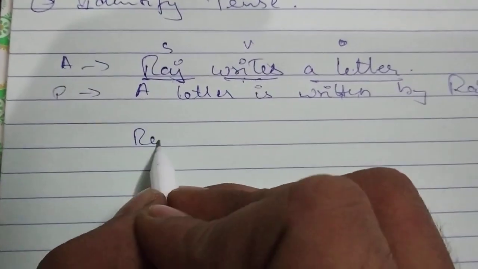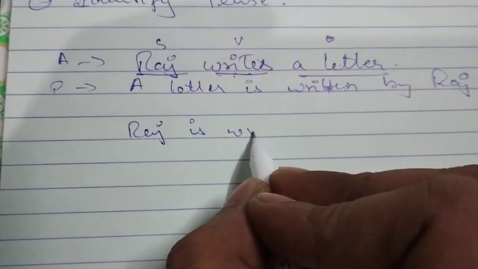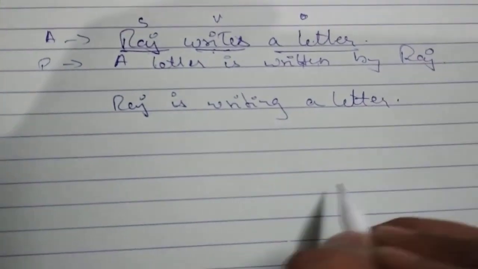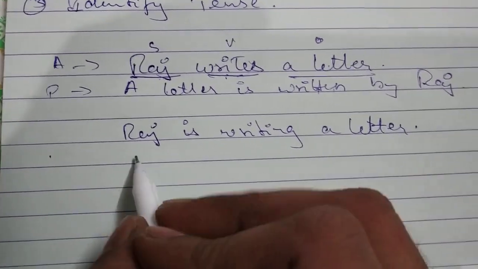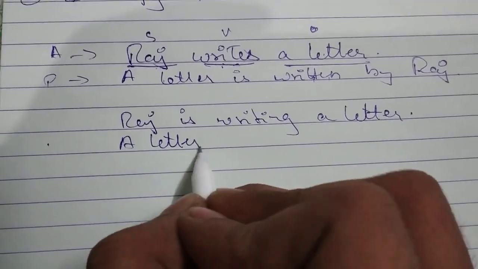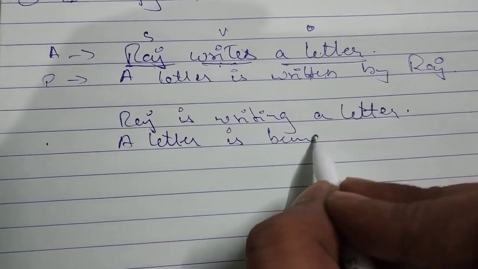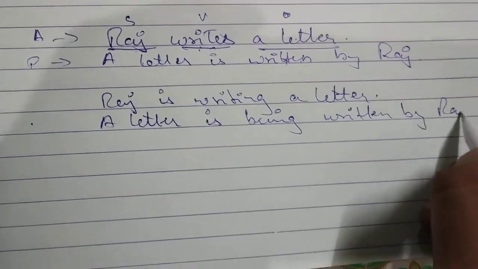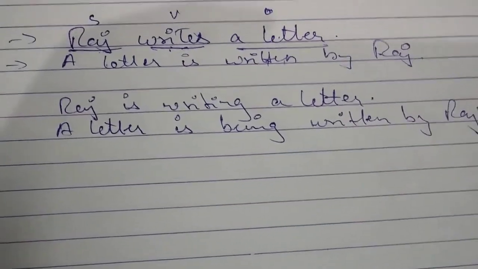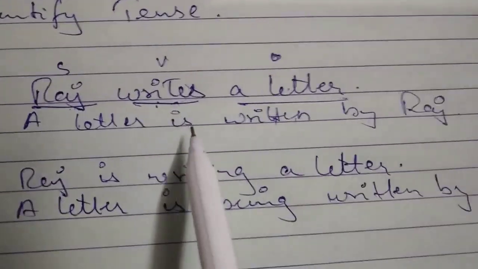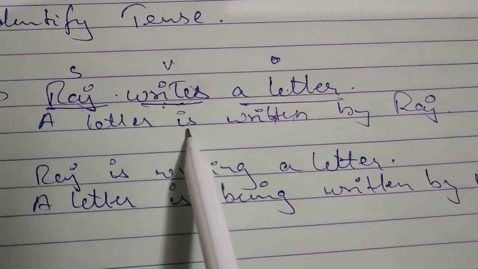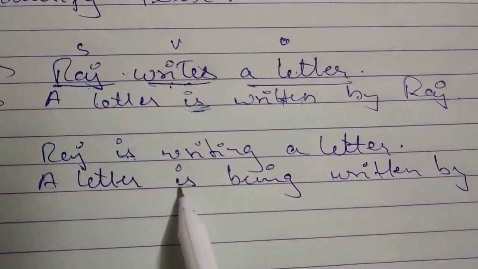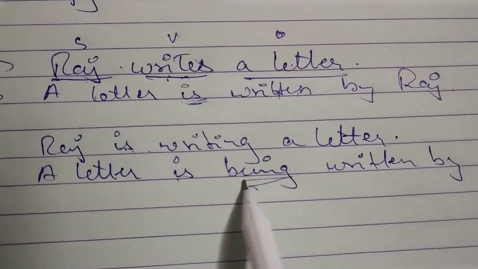Now see one more example. Raj is writing a letter. Now its passive voice will be: A letter is being written by Raj. Now if you see here, in the active sentence "is" is not there, but I have put "is". Here "is" is there, and I have put "is". Here "being" is not there, but I have put "being".